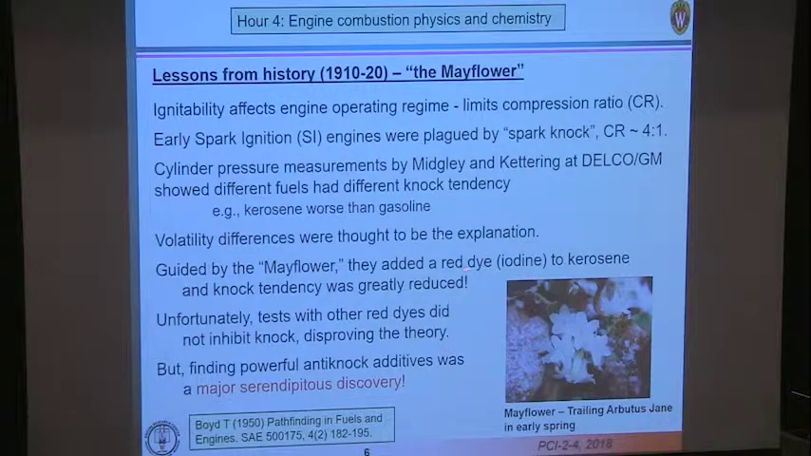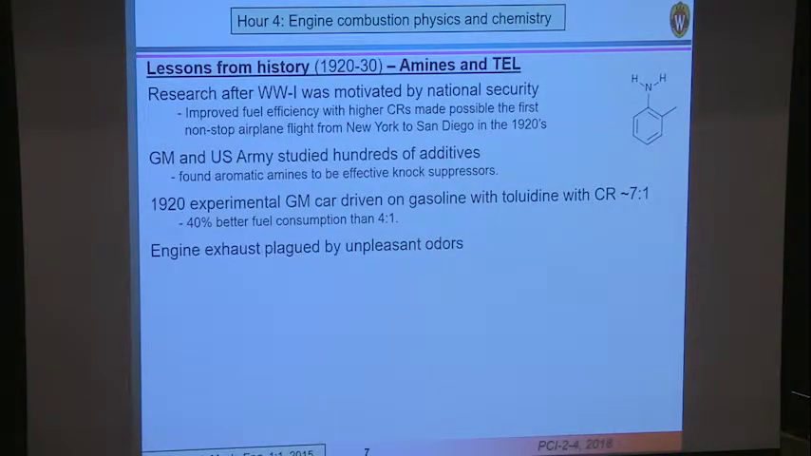So then they said, well, we've discovered the solution for increased compression ratio. Well, unfortunately, other red dyes didn't work. And so they finally realized it's not the red dye, it's something in the iodine. And they had basically discovered an anti-knock additive. Very interesting SAE paper that describes this history if you're ever interested in looking at it. So in the 20s and the 30s, people then did a tremendous amount of research looking at other additives that they could add to fuels to prevent knocking.